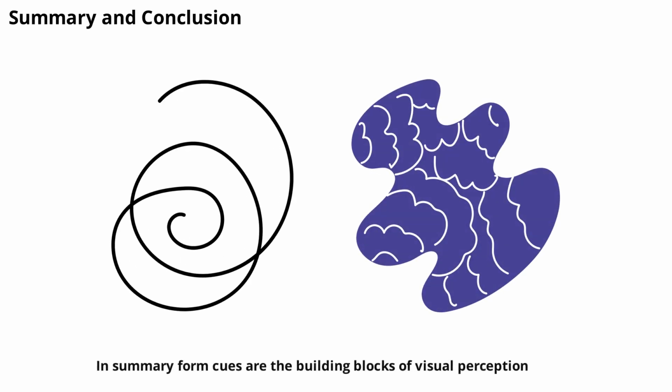In summary, form cues are the building blocks of visual perception. They help us interpret shapes, recognize objects, and navigate our world. From art and design to science and technology, understanding form cues is essential for effective communication and problem solving. By becoming more aware of these cues, we can appreciate the richness of visual experience and use it to our advantage in many fields.